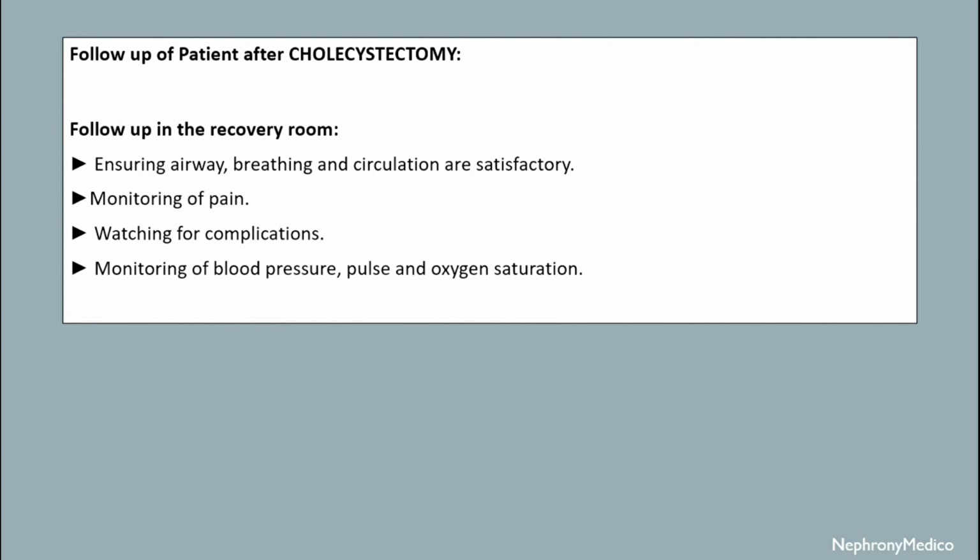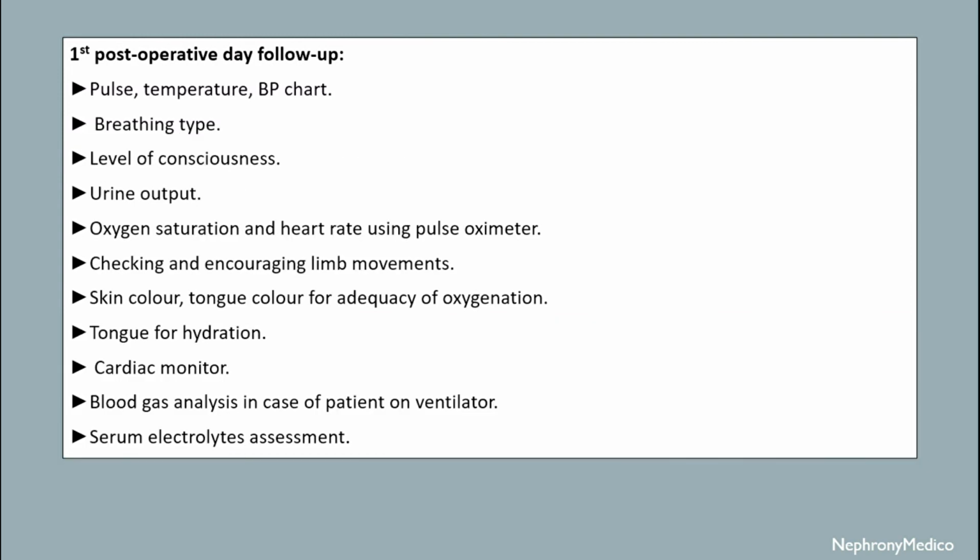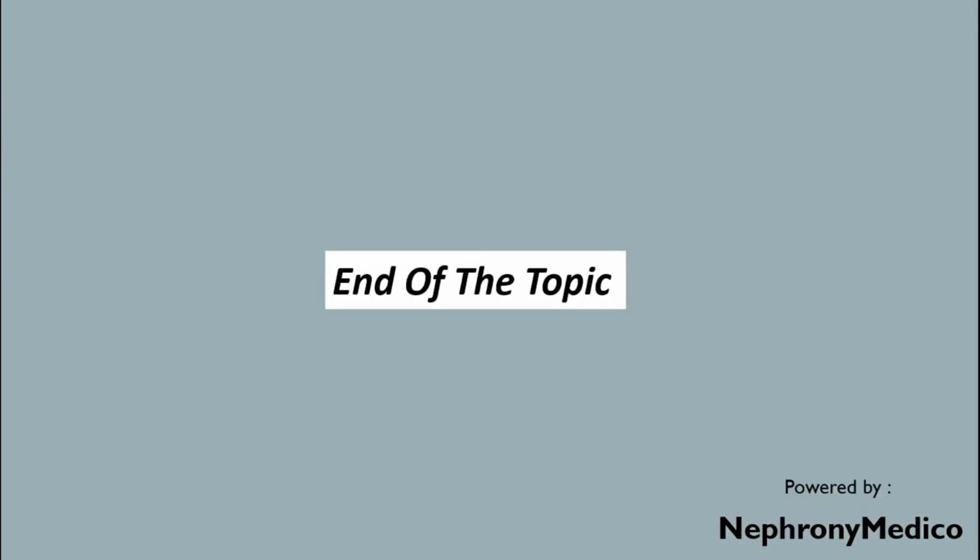Follow-up in the recovery room, ensuring airway, breathing, and circulation are satisfactory, monitoring of pain, watching for complications, monitoring of blood pressure, pulse and oxygen saturation. In first postoperative day, the follow-up includes pulse, temperature and BP chart, breathing type, level of consciousness, urine output, oxygen saturation and heart rate using pulse oximeter, checking and encouraging limb movements, skin color, tongue color for adequacy of oxygenation, tongue for hydration, cardiac monitor and others.